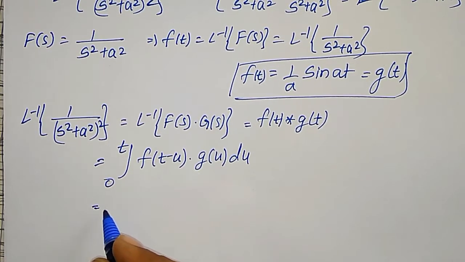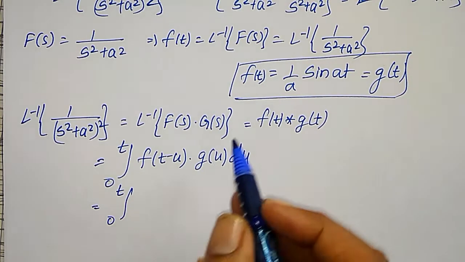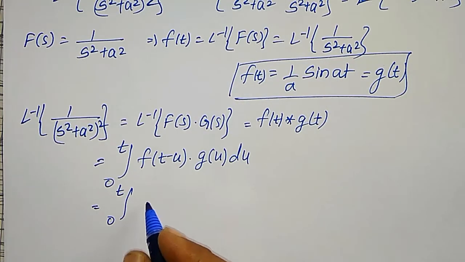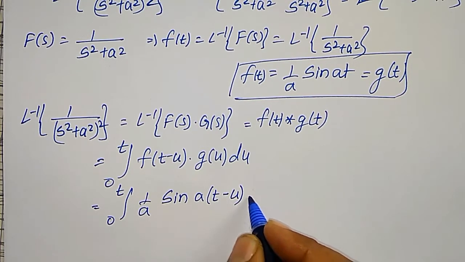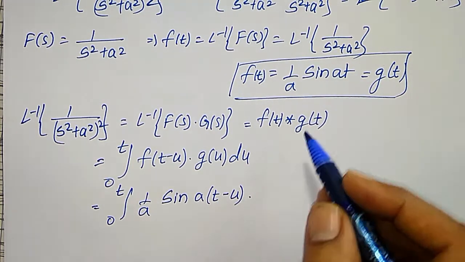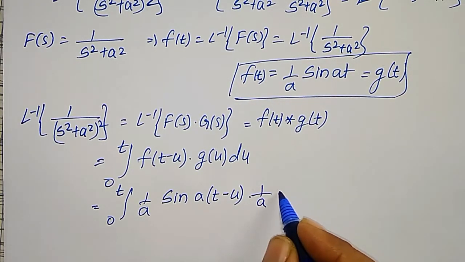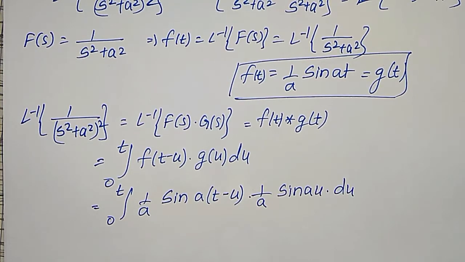Now let me substitute these values. Integration from 0 to t of f of t minus u. F of t is 1 by a sin at. Therefore, my f of t minus u will become 1 by a into sin a into (t minus u), into g of u. My g of t is 1 by a sin at. Therefore, g of u is 1 by a sin au into du. This one I have to integrate. Here 1 by a I can take common, but sin of (at minus au) into sin au.